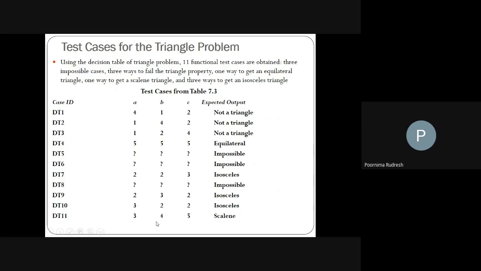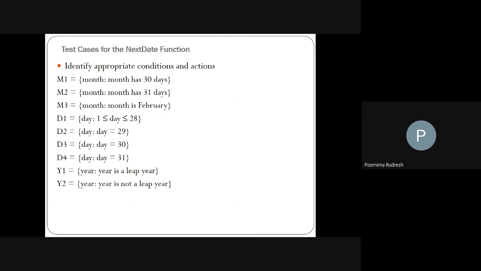And the last one, the test case DT11, is for the scalene. If A is not equal to B and B is not equal to C, then we say that it is a scalene triangle, meaning none of the sides are equal. If none of the sides are equal, then we say that it is what type of triangle? It is a scalene triangle. So by using the decision tables, we have constructed the test cases for the triangle problem.